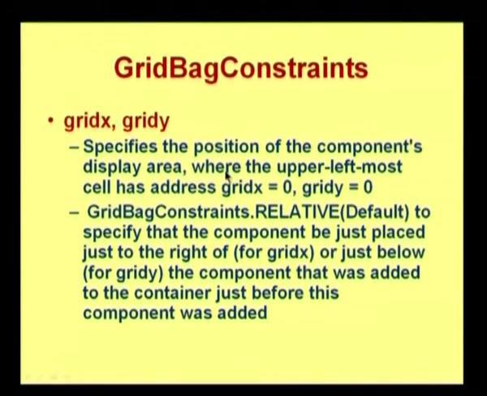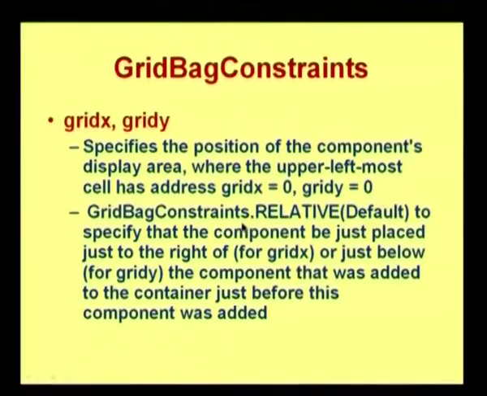Whenever I have one particular component with gridx value 0 and gridy value 0, it means that this component will be placed in the leftmost corner of your particular container. So this gridx and gridy give you the X and Y position of the component that needs to be placed in that particular display area. You can see here gridbag constraints are relative. This is the default value. This specifies that the component is placed just to the right of, for gridx, or just below, for gridy, the component that was added to the container just before this component was added.